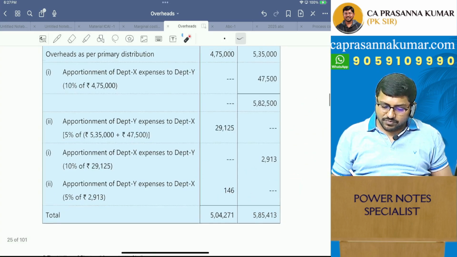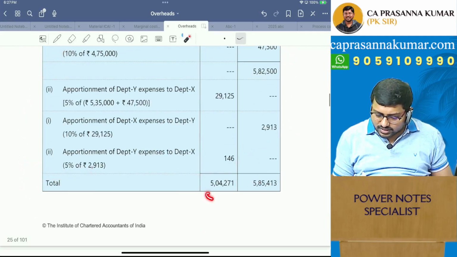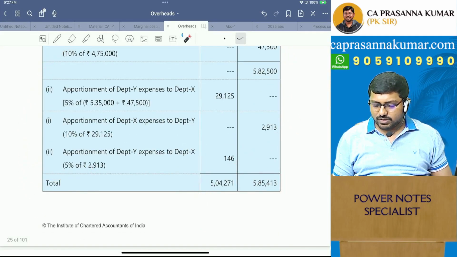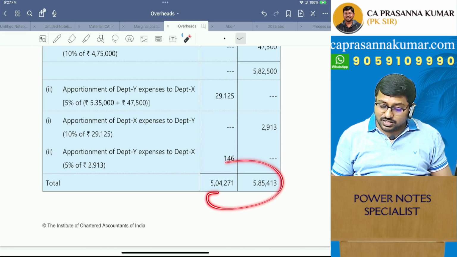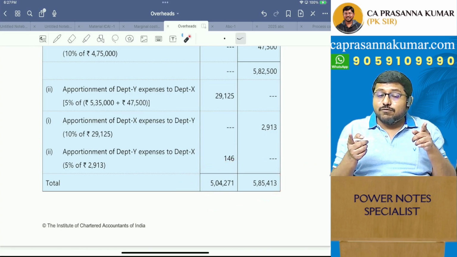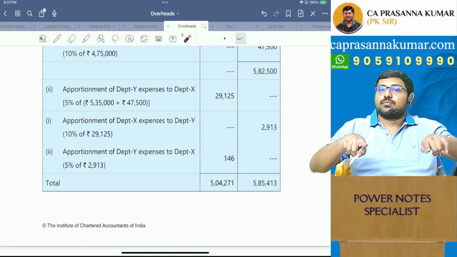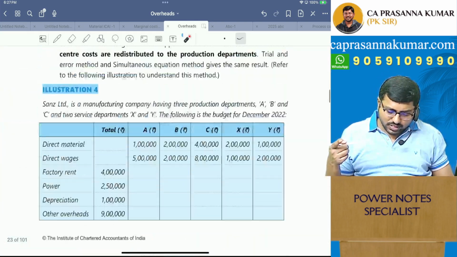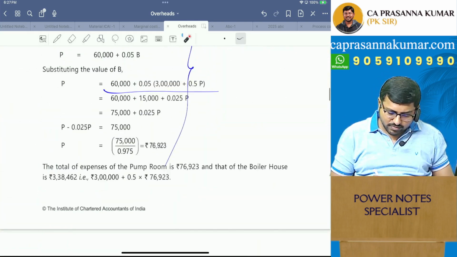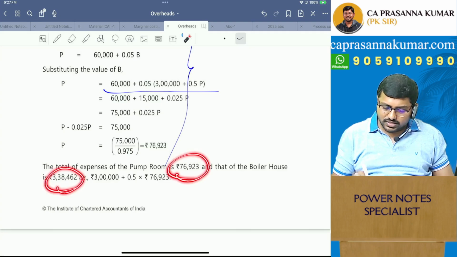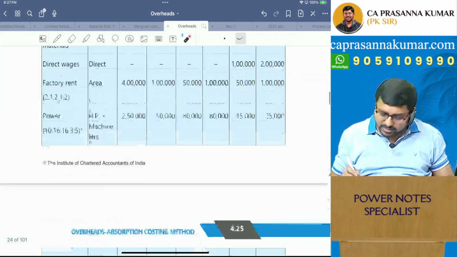You understand the point? Once you are done with this step, you get these numbers: 5,04,271 and 5,85,415. This is what you will get if you solve those simultaneous equations. In the last question, we solved simultaneous equations. After that, we got the numbers 3,38,462 and 76,923. That number is nothing but this one.